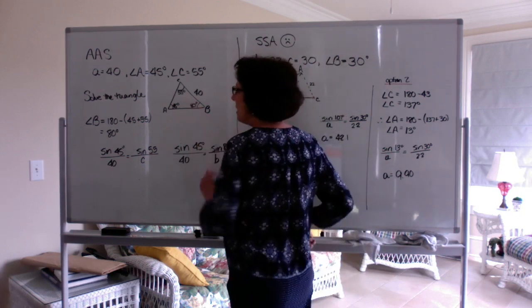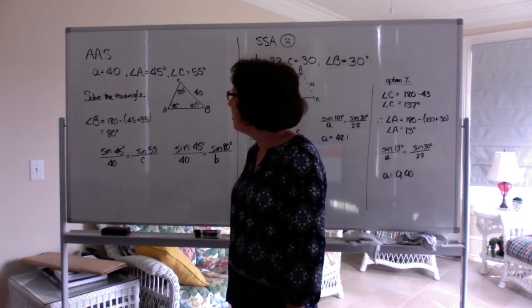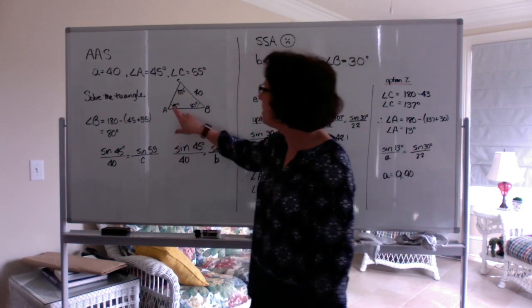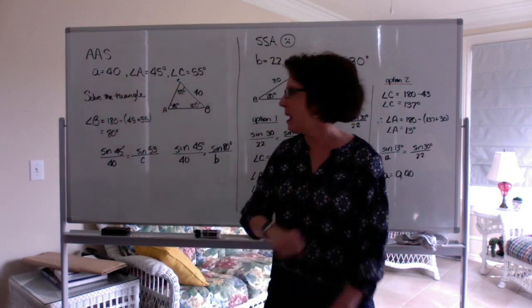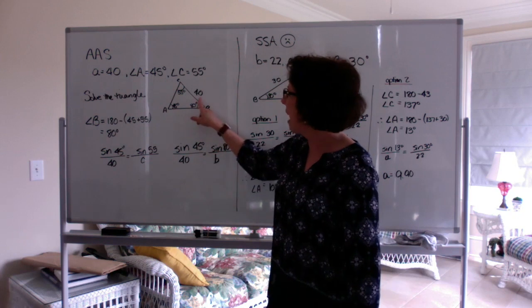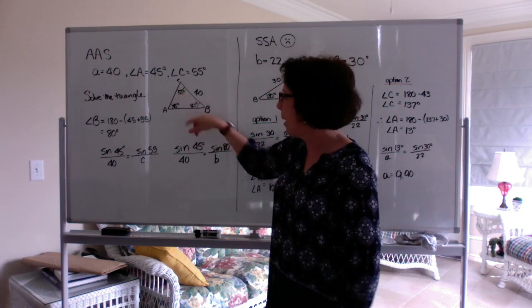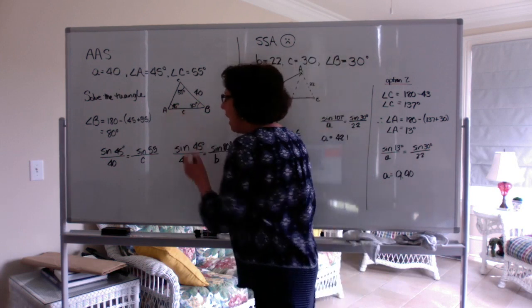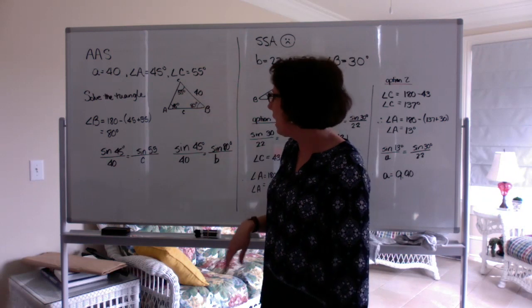If angle B is 80 degrees, now what I have here is the law of sines. I was given an angle and its opposite side length. Boom, law of sines. So I've got the sine of 45 over 40 equals the sine of, I'm going to go ahead and solve for, let's finish the side C. I'm going to solve for side C: equals the sine of 55 over C, and I will get that side.